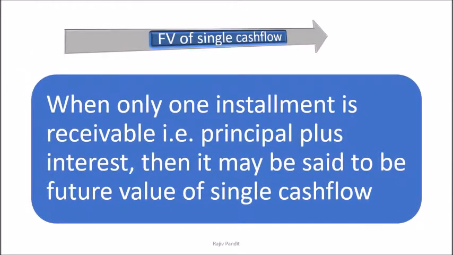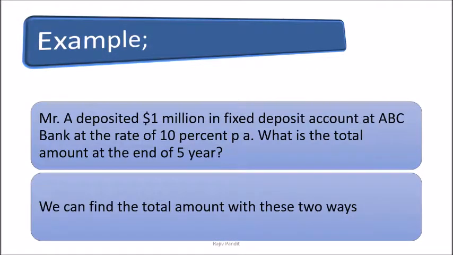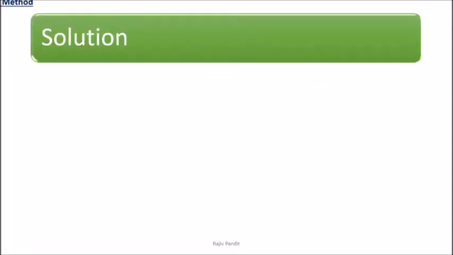Suppose only one installment is receivable, that is the principal plus interest, then it may be said to be a future value of single cash flow. For example, Mr. A deposited 1 million in a fixed deposit account at ABC Bank at the rate of 10% per annum. What is the total amount at the end of the fifth year? We can find the total amount in two ways. Let's turn to the solutions.